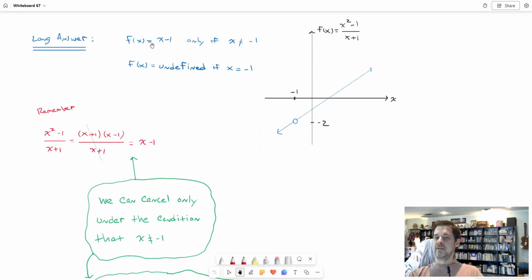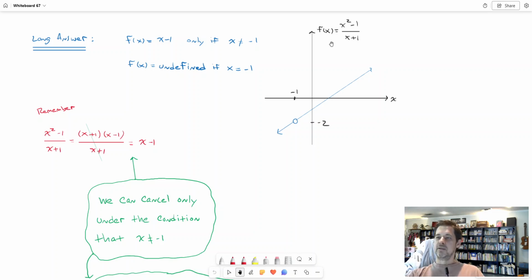All right, here's the truth. f of x equals x minus 1 only if x isn't -1. So that function that I was given to start with is actually the same as x minus 1, but only if x is not -1. Then they're not the same, okay? And f of x, this function I started with, is undefined if x is -1. Because obviously, what if you put -1 into that function? What do you get? You don't get anything. You get 0/0, which doesn't give us any return value.